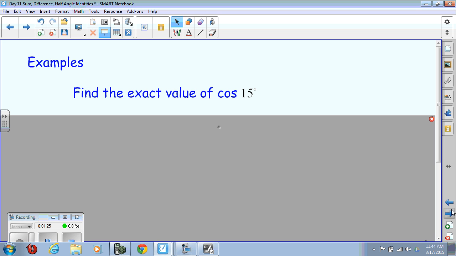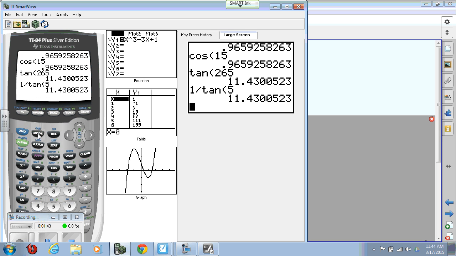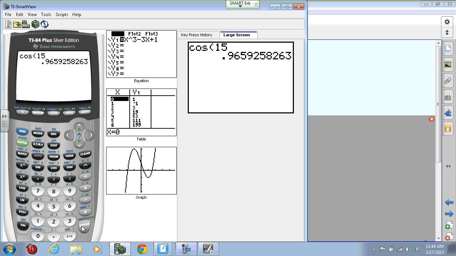First thing, you need to calculate it. We're going to find the exact value of cosine 15 degrees. Key word there: exact. So the first thing I'm going to do, as always, is take my handy calculator. I'm going to check my mode. Great. I'm going to find the cosine of 15. And I don't think that's the exact value. Do you? No.